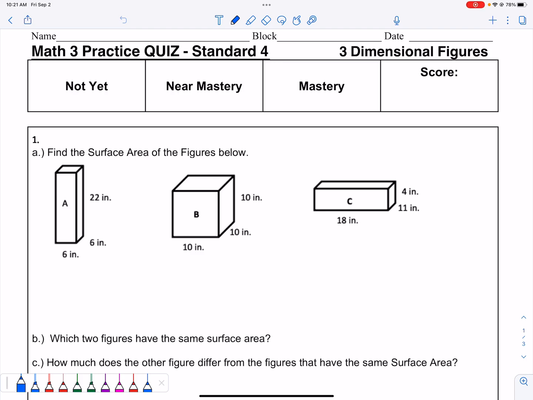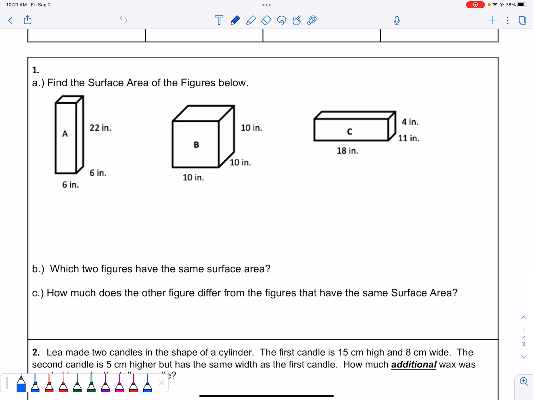Let's take a look at the practice quiz for standard 4 on three-dimensional figures. Number 1 says find the surface area of the figures below. Then we want to figure out which two figures have the same surface area and how much the other figure differs from the figures that have the same surface area.